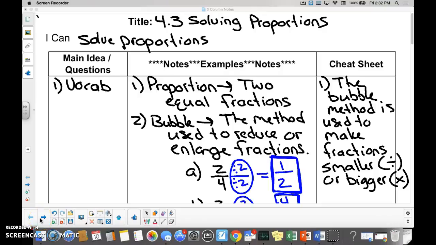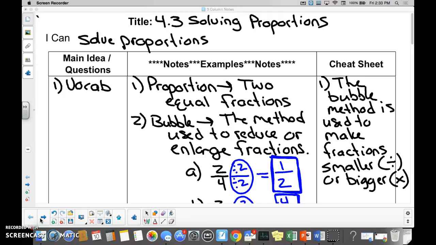4.3 solving proportions. I can solve proportions. All right, ladies and gentlemen, we are solving proportions in today's lessons. First of all, a proportion is how many fractions that are equal. So proportions are equal fractions.